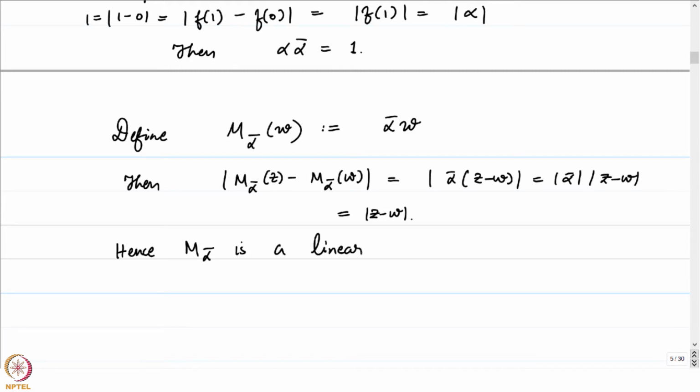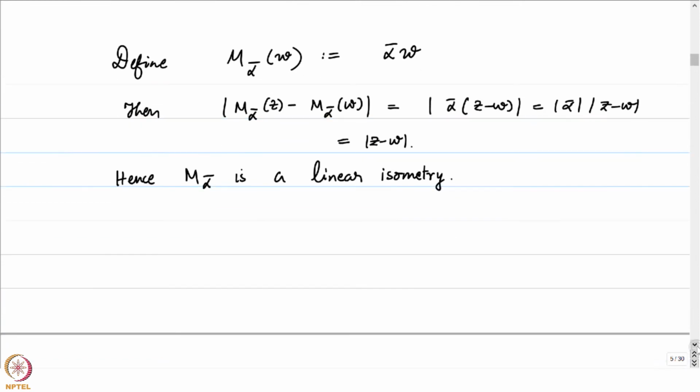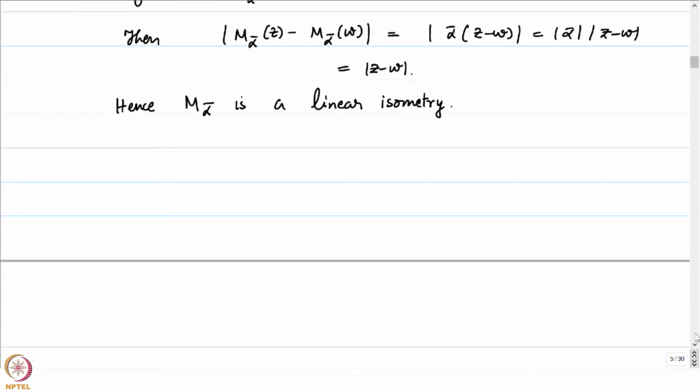Notice that M alpha bar of 0 is 0. So therefore, like in the previous case, this is a linear transformation, and what can we say about the composition of linear isometries? It will again be a linear isometry. Now define T to be M alpha bar composed with f. Then T, because it's a composition of linear isometries, is a linear isometry.